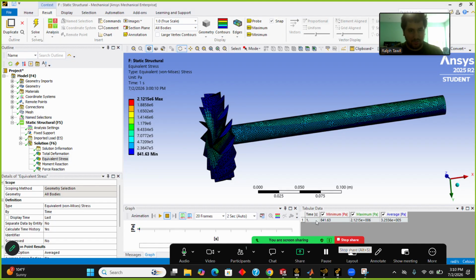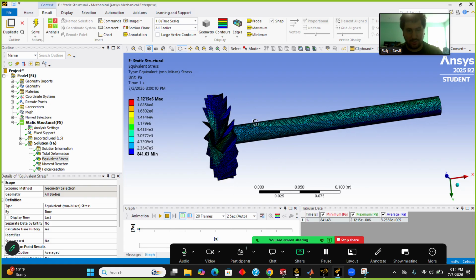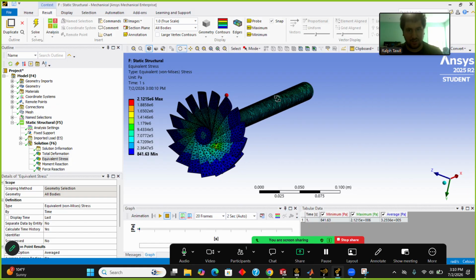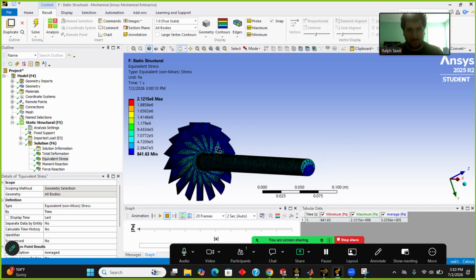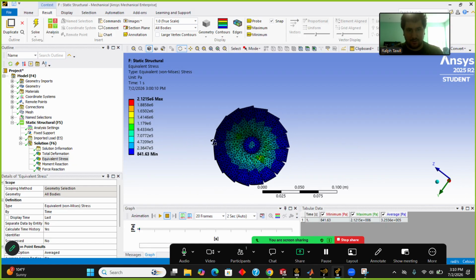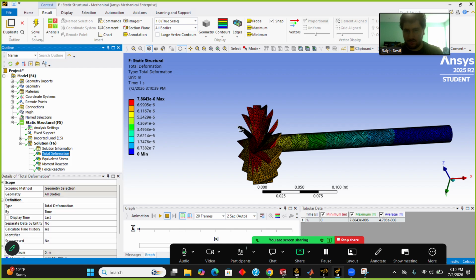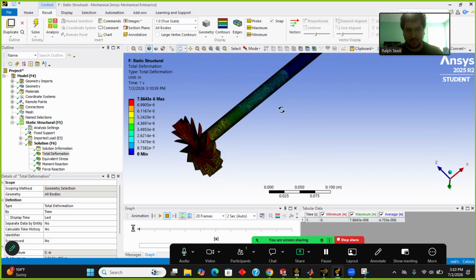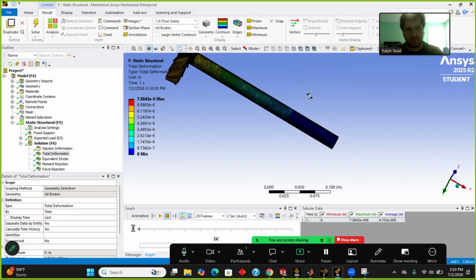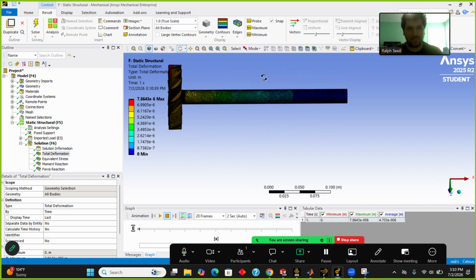This is the results for the static structural analysis. These are where the pressures are, and these are where the deformations are. As you can see, the deformations are mainly at the ends of the fan blades, which is to be expected because that's where the highest pressure is.